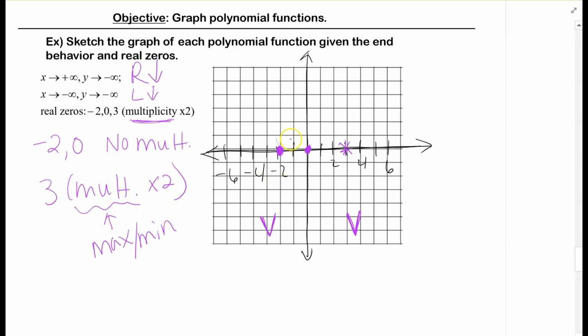And then no multiplicity means I'm going to cross the x-axis. And then I have to come back down. It's no multiplicity, so I cross. But 3, however, has multiplicity, so I have to dip back down. That is a maximum in this example. So notice I didn't cross the x-axis at the 3 because it created a maximum, okay?